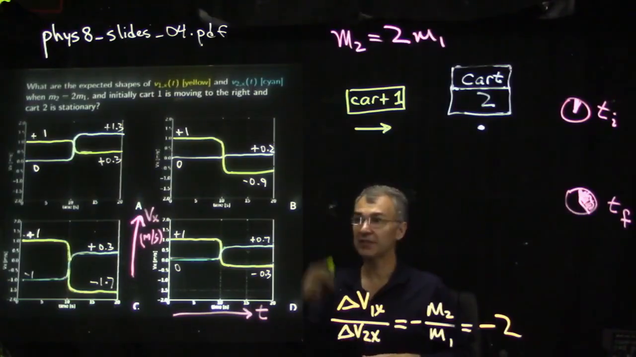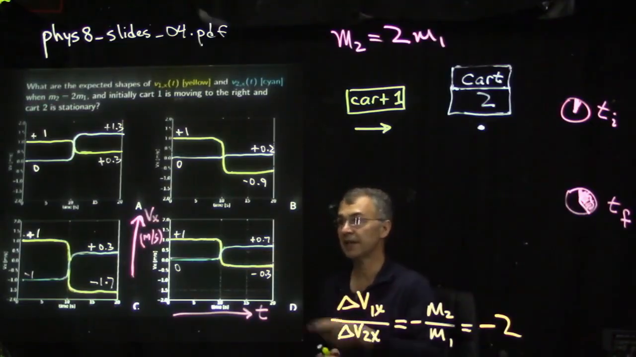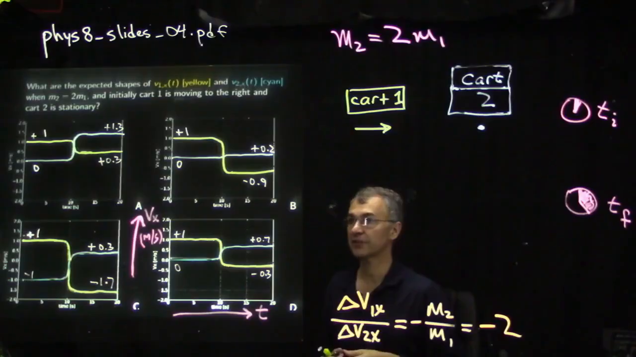Let's see if we can rule out any of these graphs. Cart 1 initially moving to the right, cart 2 initially stationary, could be A, but cannot be C because it doesn't match our initial conditions. A, B, and D match the initial conditions. We can rule out C.